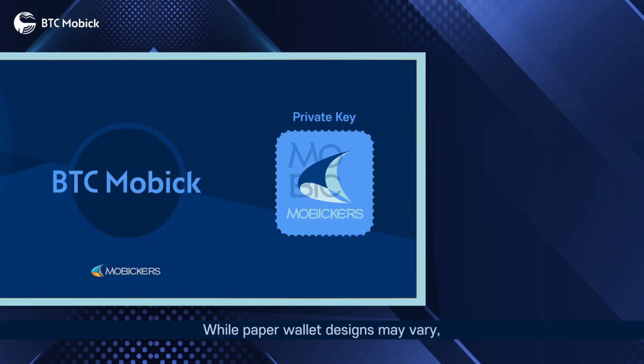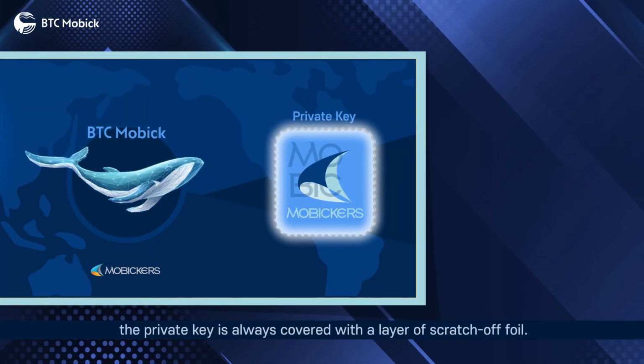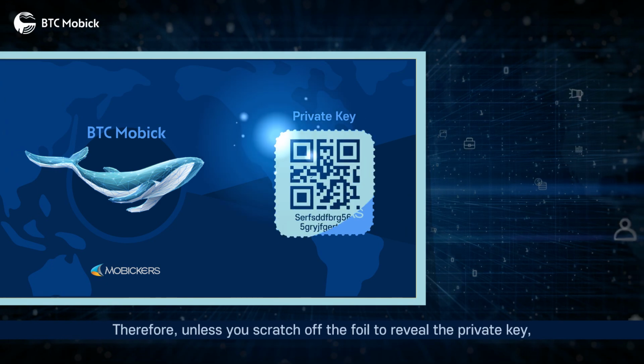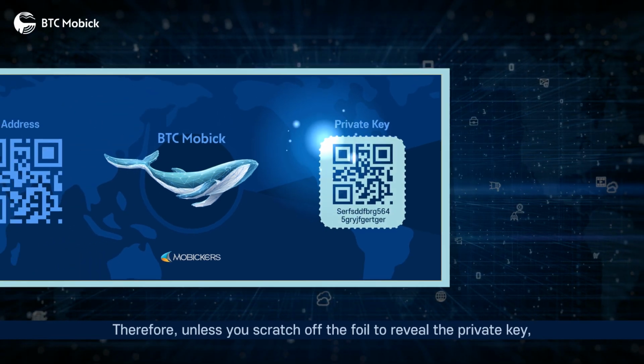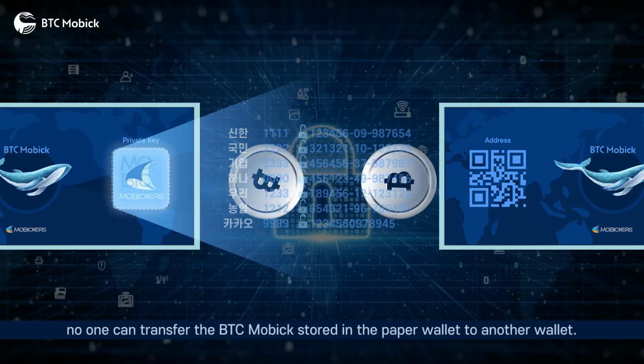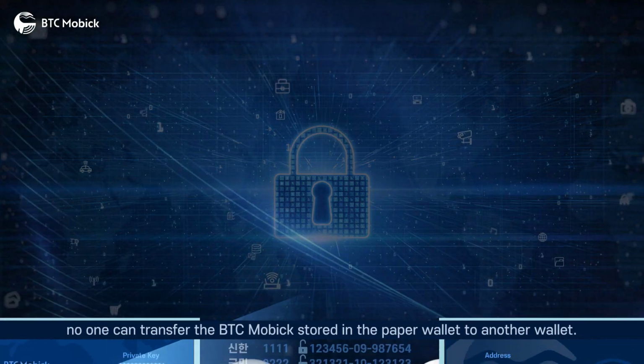While paper wallet designs may vary, the private key is always covered with a layer of scratch-off foil. Therefore, unless you scratch off the foil to reveal the private key, no one can transfer the Bitmobic stored in the paper wallet to another wallet.